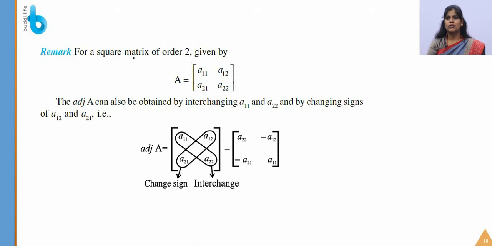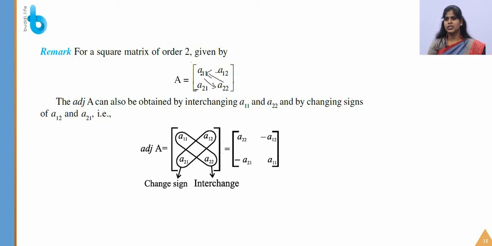That's the important remark. For a square matrix of order 2 given by A equal to A11, A12, A21, A22, the adjoint can also be obtained by interchanging A11 and A22 and by changing the signs of A12 and A21. See, if there is a square matrix of order 2 and you want to find the adjoint, for this you need not go for the cofactor method. You just interchange the elements and change the sign of the other elements.